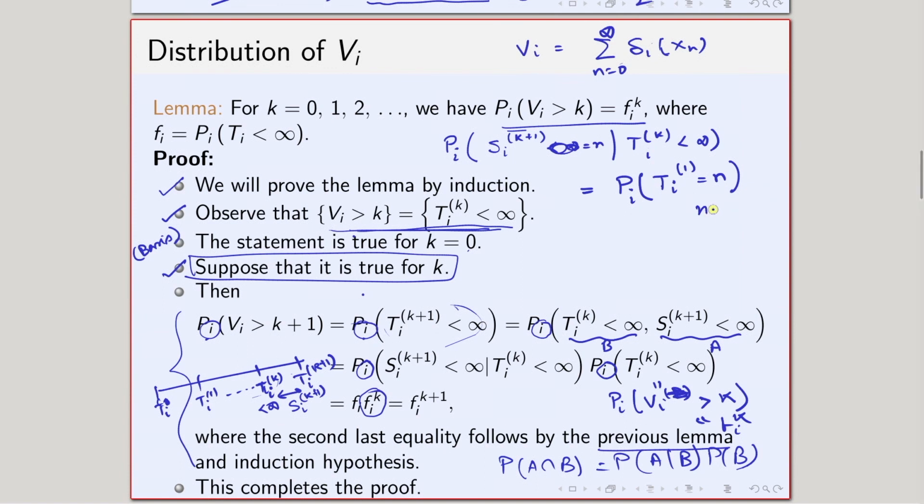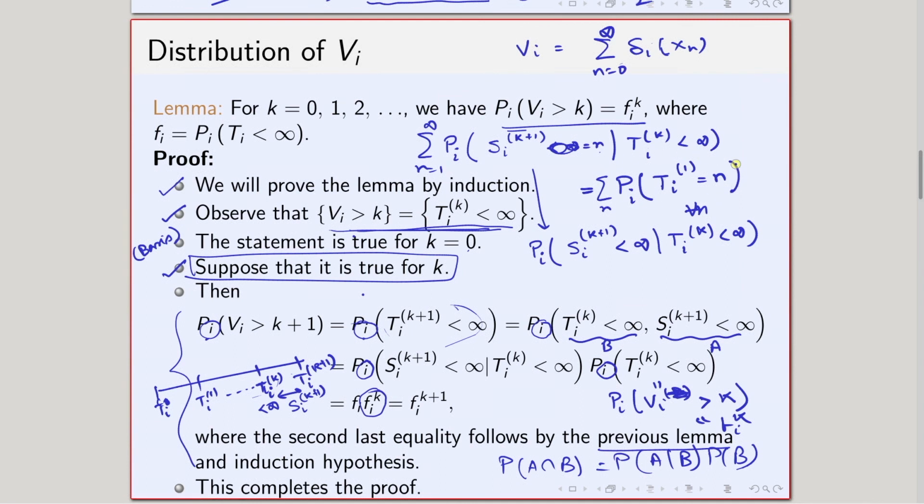Now, it is true for all values of n. So if I take the sum over n on both sides, this side is nothing but P_i(s_i^{k+1} < infinity) given t_i^k < infinity. Because if I take all possible values of n here, s_i^{k+1} takes all possible values 1, 2, 3, 4, 5, 6, and so on. That means s_i^{k+1} takes all finite values. So s_i^{k+1} is less than infinity.